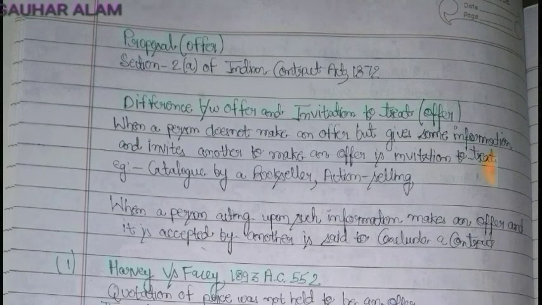Okay, so now we will discuss the difference between an offer and an invitation to an offer. An invitation to an offer is when a person does not make an offer but invites another person to make an offer. Its best example could be the auction sale. In an auction, the person who is selling does not make an offer, but he invites you to make the bid, and if you make the highest bid, then he can accept the bid.